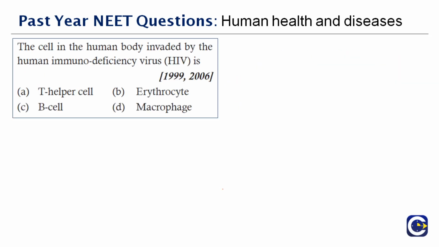Next question. The cell in the human body invaded by the human immunodeficiency virus, which is called HIV, is dash. So what is it? AIDS is characterized by the reduction in the number of helper T lymphocytes because of the HIV infection. It suppresses the human immune system, due to which secondary infections may lead to death. T lymphocytes are the main cells of the immune system in our body.